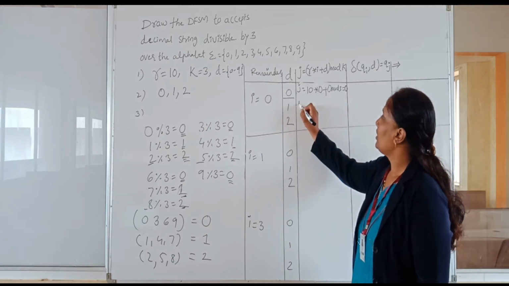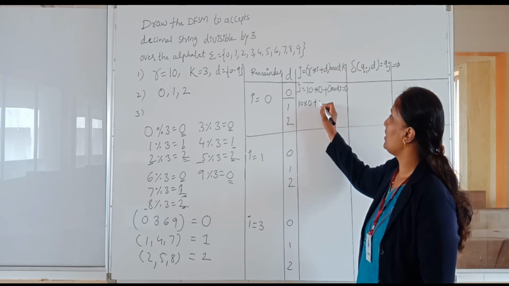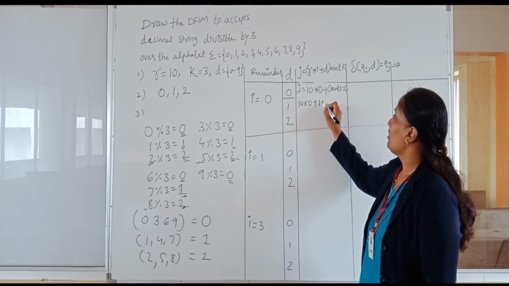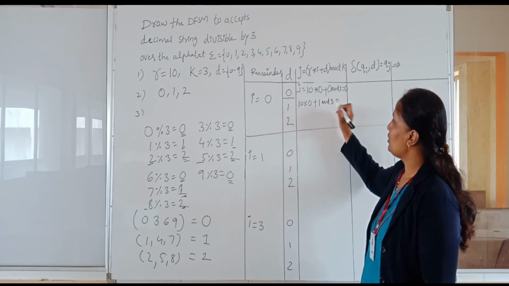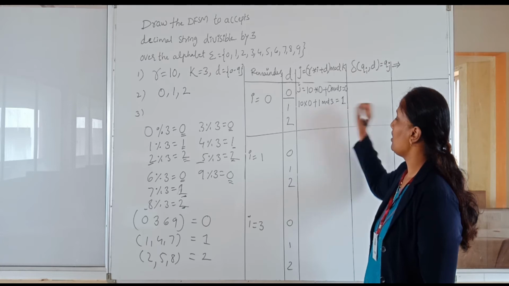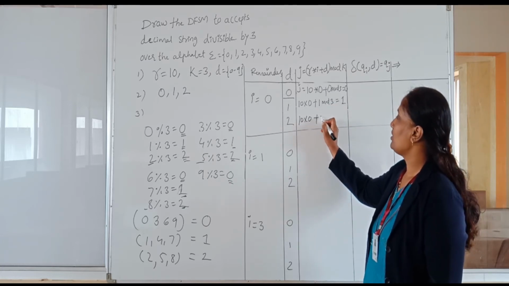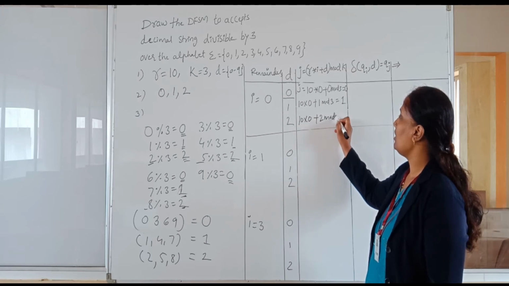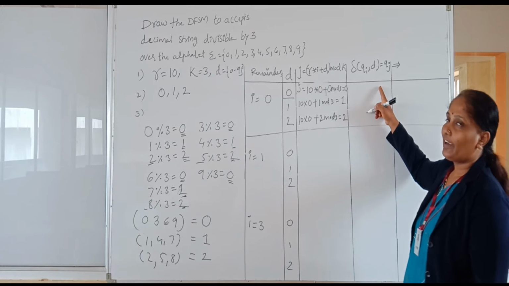Next, 10 into 0 plus 1, because the digit is 1 here, mod 3. So what do I get? 10 into 0 is 0. 0 plus 1 is 1. 1 mod 3, the remainder is 1. Then 10 into 0 plus 2 mod 3. The remainder is 2. I am going to find the transition.